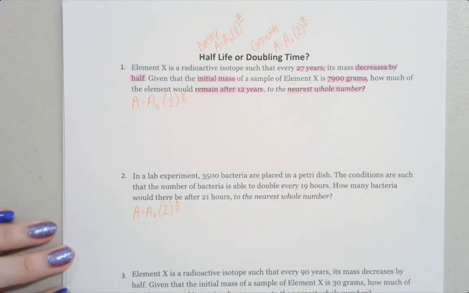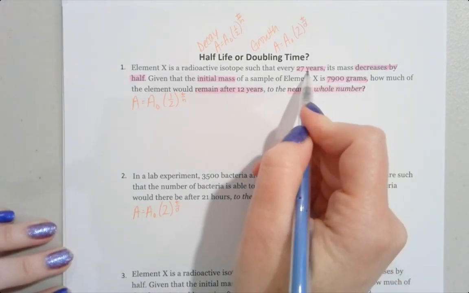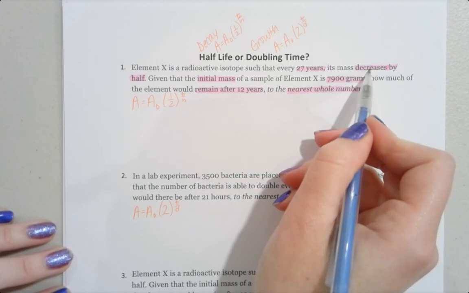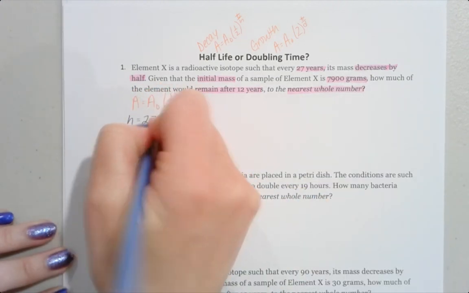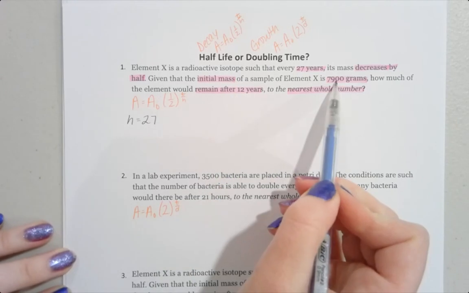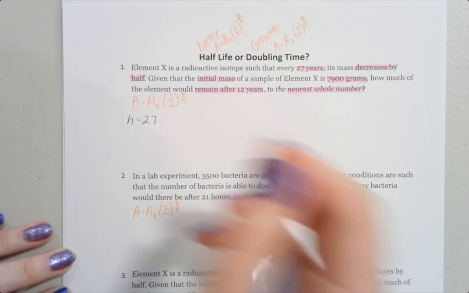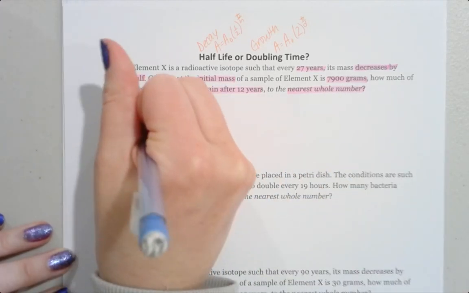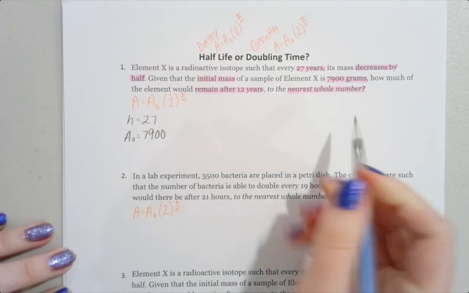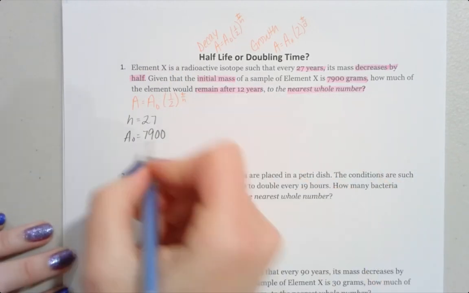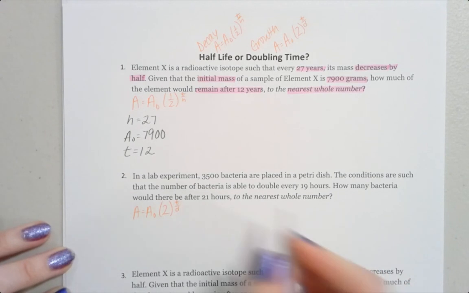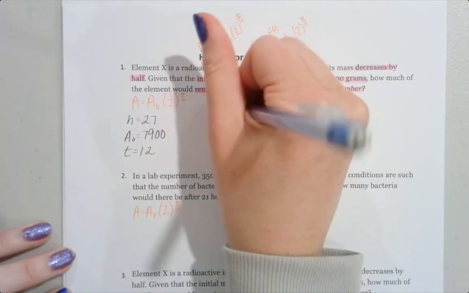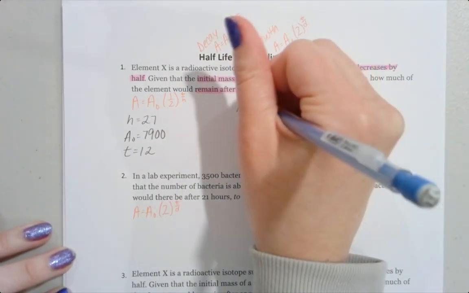All right, so let's now write down what we have here. So 27 years, it decreases by half. So that is the half-life. So that's our H is 27. The initial mass is 7,900. So that's A sub 0. How much will remain after 12 years? That's the time that we want to know. And we have to round. So we now know everything that we need to plug in. So let's go ahead and do that.